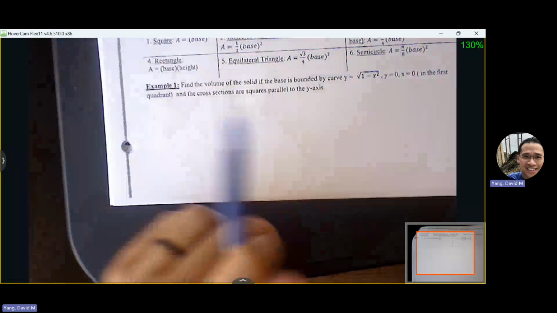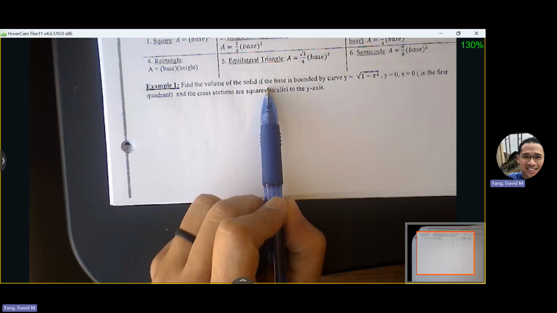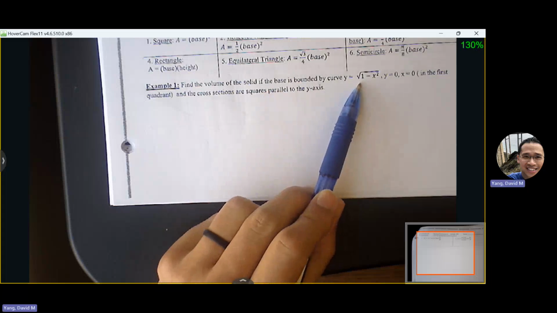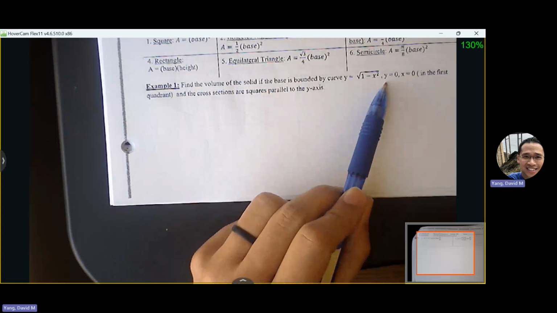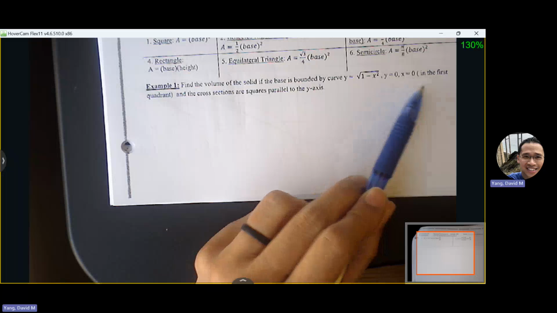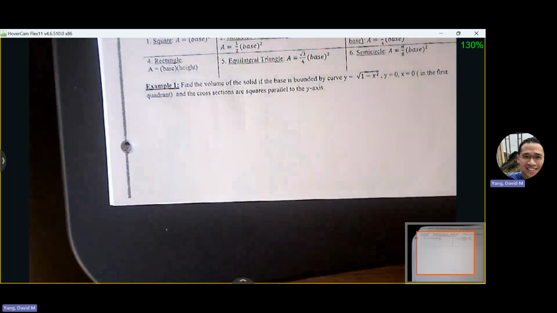So example 1 says: find the volume of the solid whose base is bounded by the curve y equals root 1 minus x squared, y equals 0, and x equals 0 in the first quadrant. So we're going to find the shaded region. We're going to find the bounds.